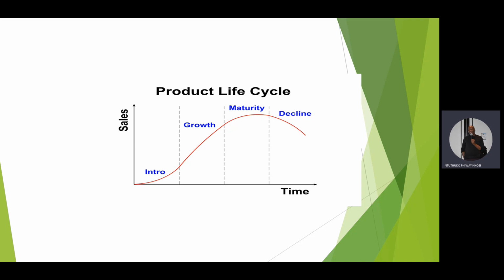There is growth. This is when people get to know your product, or they are familiar with your product. Maturity is where your product is booming or has boomed. Everyone wants to own your product. Maybe now the brand is doing okay. People know the brand. And then we have a decline.